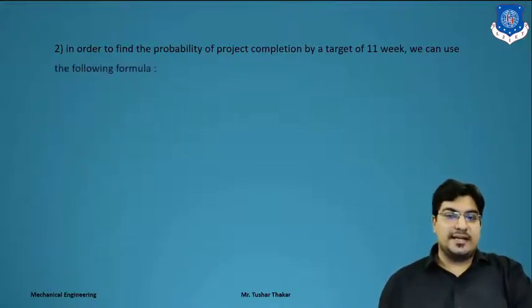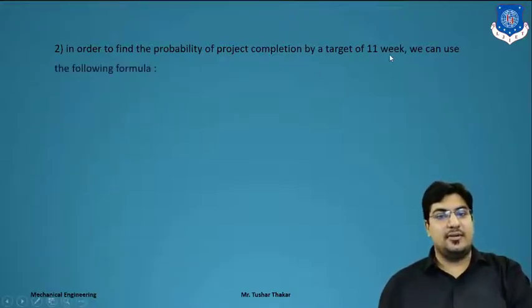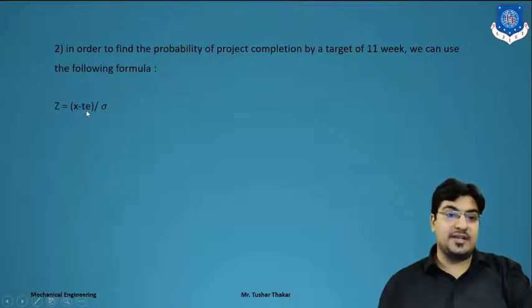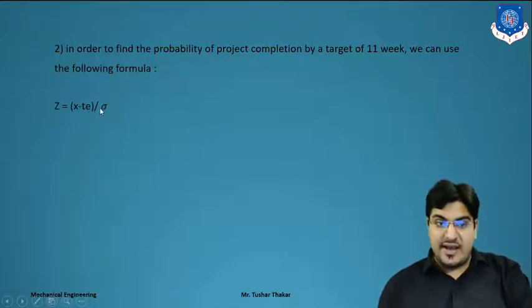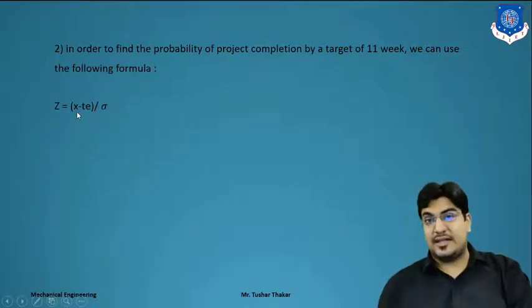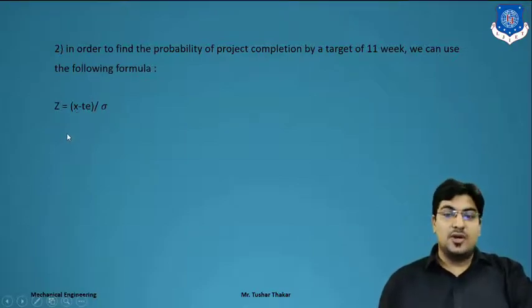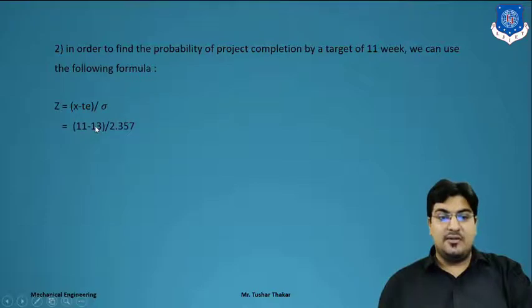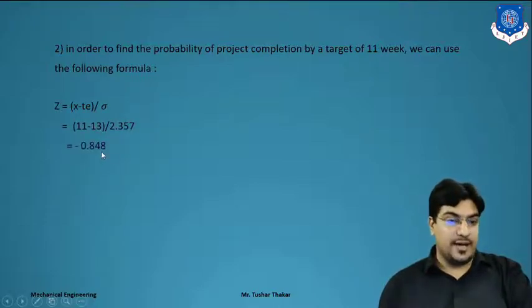So what is the z-score? Here we have a targeted value of 11 weeks, so that is x. So what is the equation of z? X minus T by sigma. T is expected time, sigma is the standard deviation, and x is our targeted weeks. So we have to put that value over here. 11 minus 30 divided by 2.357, we can get minus 8.45, approximately 0.85.